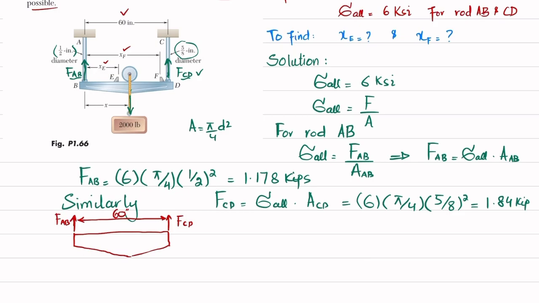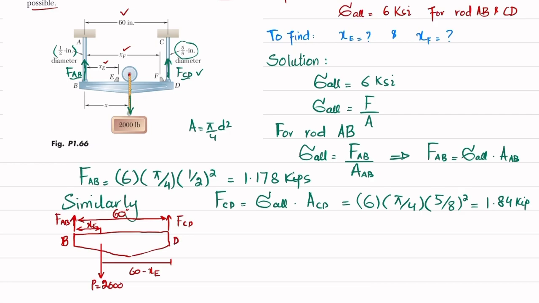Clear? Now if this load is at a distance of XE, let this be your XE. If your load is at this position, P is equal to 2000. You can see that the total distance is 60, so the remaining distance will be equal to 60 minus XE. So we will apply the equilibrium condition. This is your point B and this is your point D.